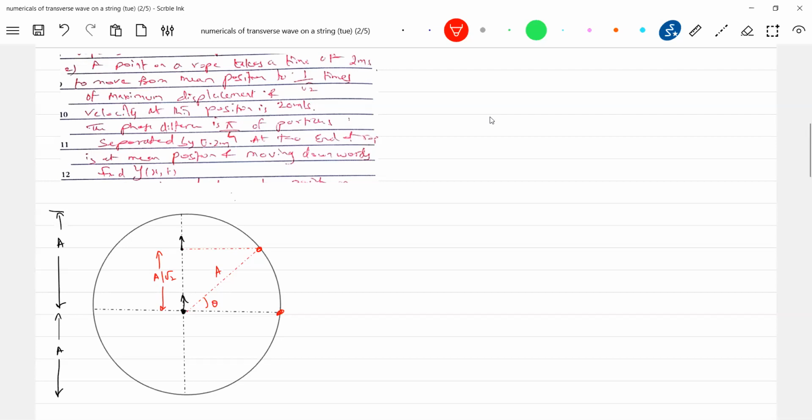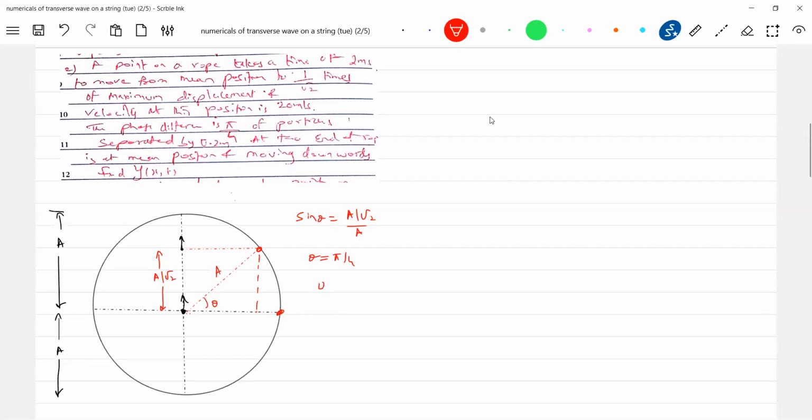We know this particular time. 2 milliseconds the particle will take to move from mean position to a by root 2 times of maximum displacement. Okay, now you go back to this one. So what is theta? Theta, we can write it as theta equal to pi by 4 radian.